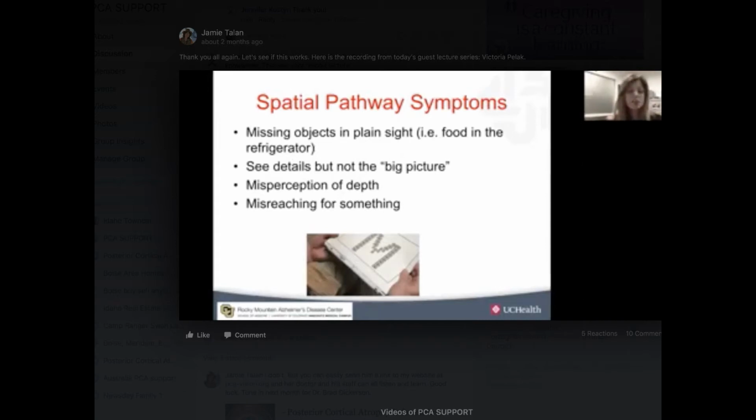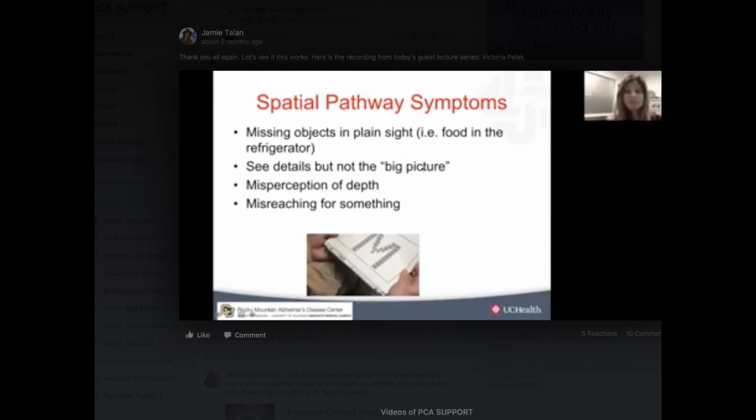Another aspect is you can see details, but you can't see the big picture. One of the ways we can test for this is with an image called the Navon letter. Here you see a patient looking at a Navon letter, and for those of you who can see this, this image is made up of very large capital letter B's, and the image outline becomes the letter M. Well, it may be very easy to see all these detailed B's, but to put it together and understand that this is a big M is very difficult when you have injury or problems within the spatial pathway due to PCA.